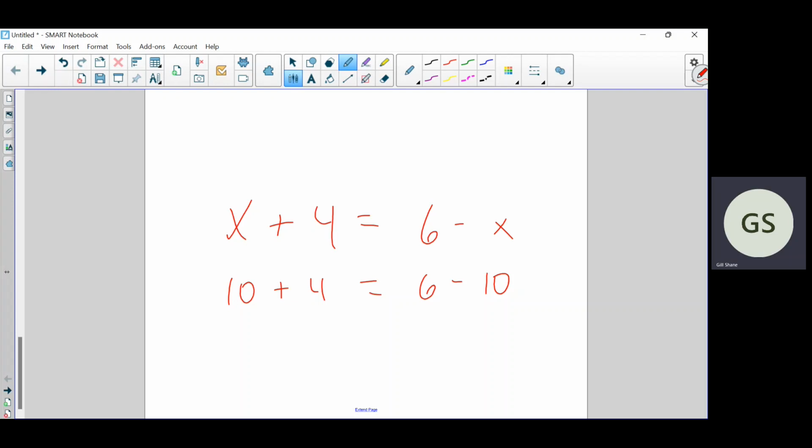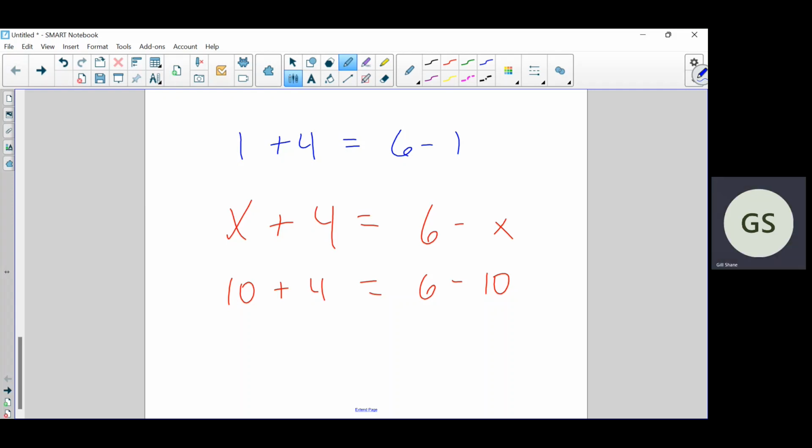4 plus 4 is 8. 6 subtract 4 is 2. So that doesn't work. Let's try 1. 1 plus 4, 5, 6 subtract 1 is 5. So x is 1. It's got to be the same number. Can't be 2 different numbers in the equation.